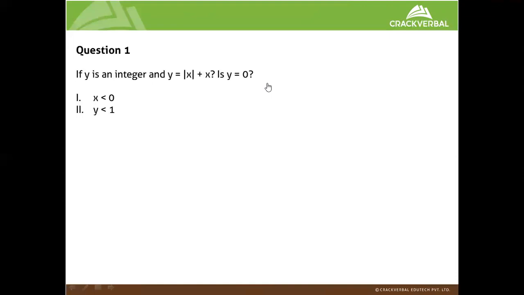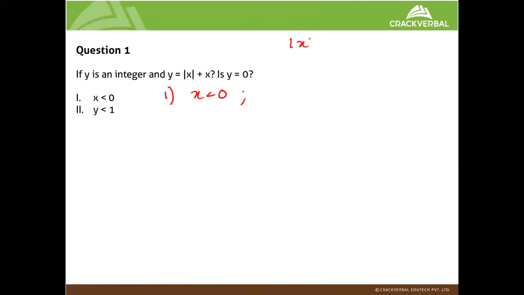All right. So starting off with a very, very simple one. I've been told that y is an integer, right? Some of you have given me alpha, some of you have given me delta, some Charlie, some echo. Fine. So if y is an integer and y is equal to mod of x plus x, is y equal to 0? Now the first statement says that x is less than 0.